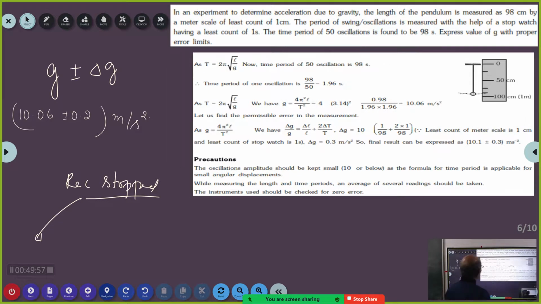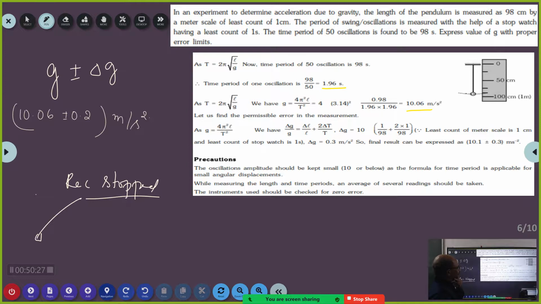So T is equal to 2 pi. Now the period of 50 oscillations is 90, that is precisely what they have given. So the time period is 1.96 seconds. Did you get this? Hello? Yes, sir. Good. And did you get this? Yes, sir.